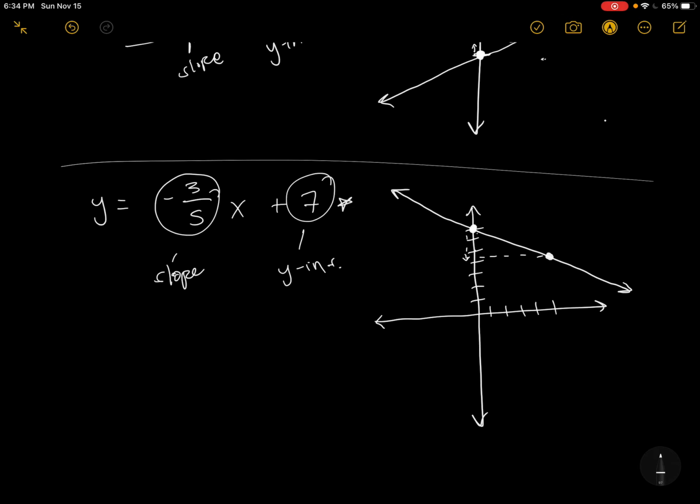Right, super easy. I have one point already given, and using the slope, I can find the next point. Because the slope tells you the trend. It tells you the rise over run of how to get from one point to another point.